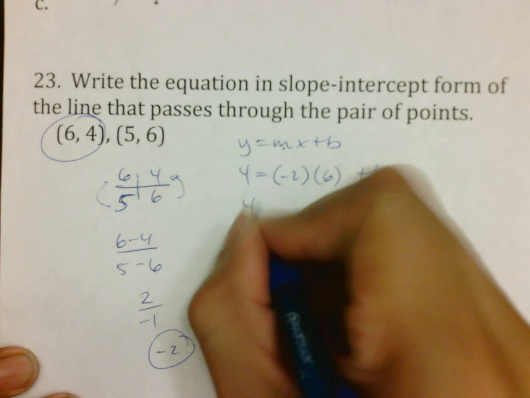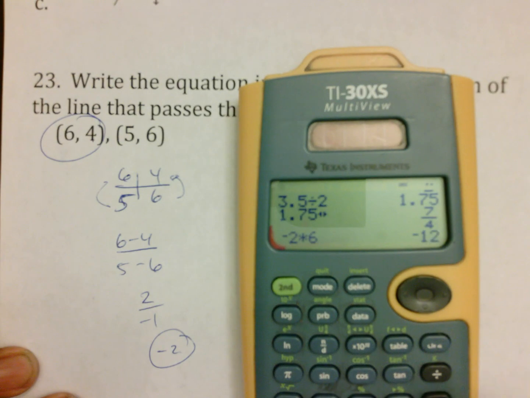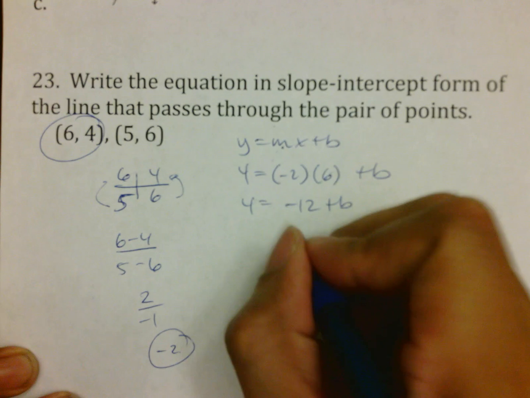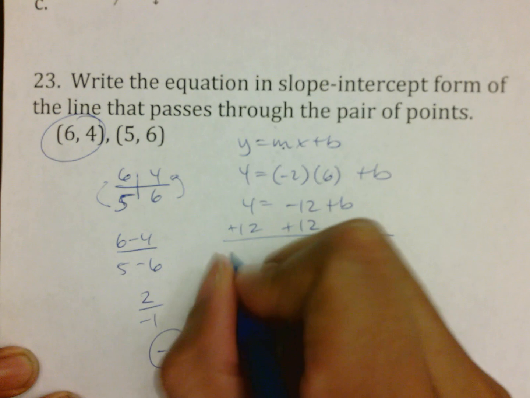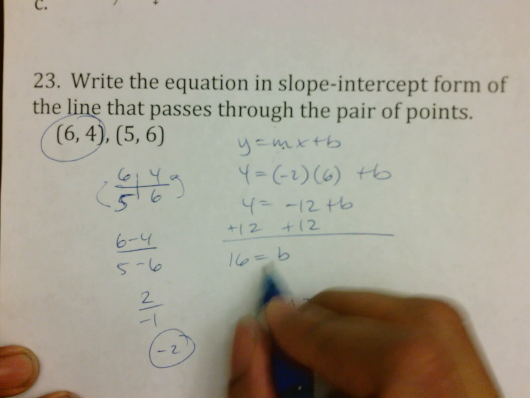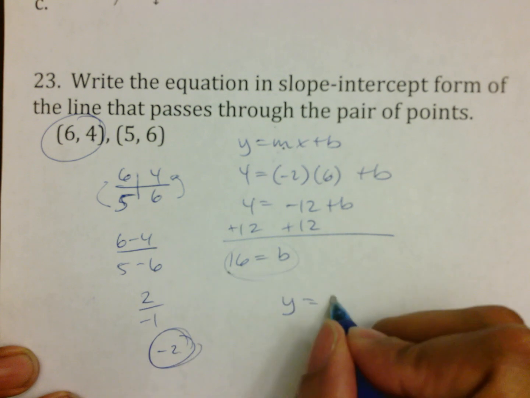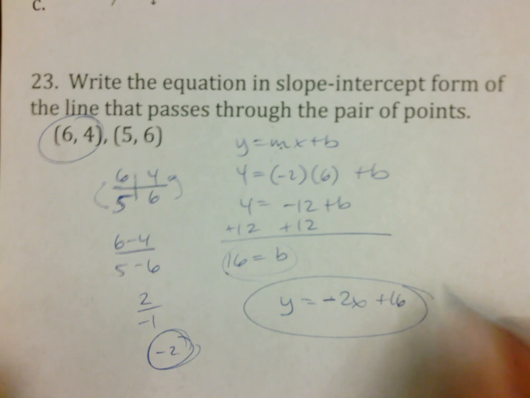You're then going to go 4 equals negative 2 times 6. If you don't know what it is, you want to type that in, which is negative 12. And then again, because that 12 is negative, add 12 to both sides, getting 16 for your final answer there. But again, your final answer is not actually 16. It's putting your m and your b together, which is negative 2x plus 16.